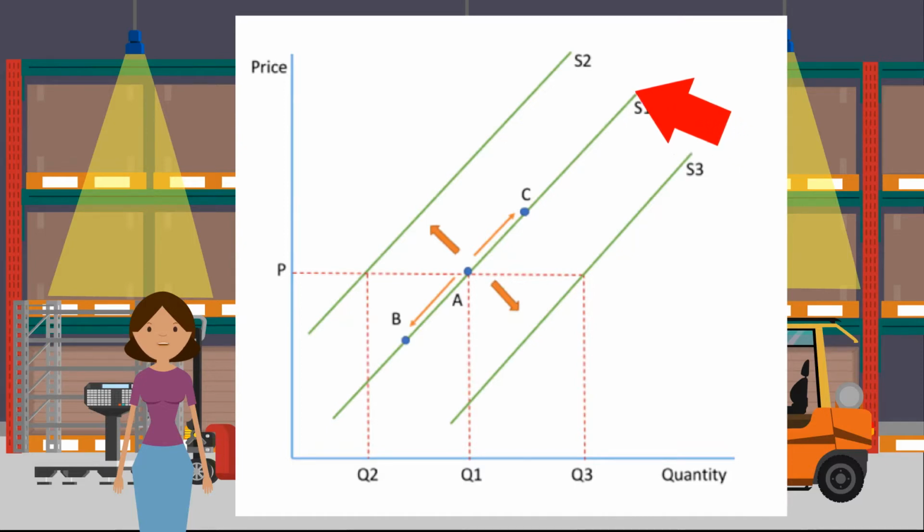A shift from S1 to S2 is a decrease in supply because fewer goods are supplied at each and every price. For example, at price P only Q2 goods are supplied rather than Q1 goods. A shift from S1 to S3 is an increase in supply, as more goods are supplied at each and every price. Now, Q3 goods are supplied at price P.